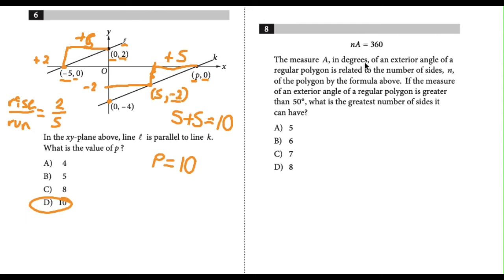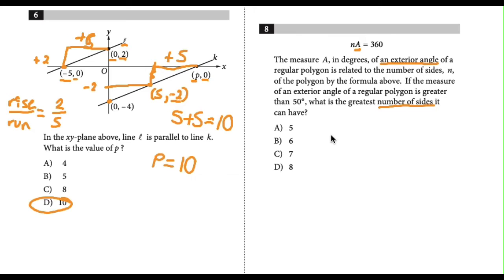Number 8. The measure A in degrees of an external angle of a regular polygon is related to the number of sides n of the polygon by the formula above. If the measure of an external angle of a regular polygon is greater than 50 degrees, what is the greatest number of sides it can have? So essentially what we need to do is plug in a value that's bigger than 50 for A, because A represents in degrees the degree of an external angle, and n is going to represent the number of sides, which is what we're looking for.